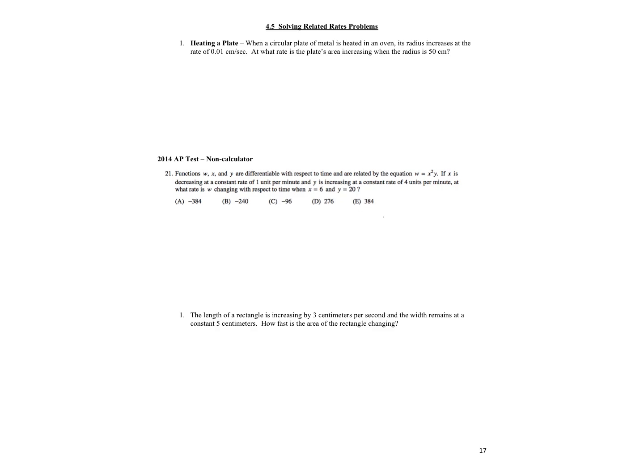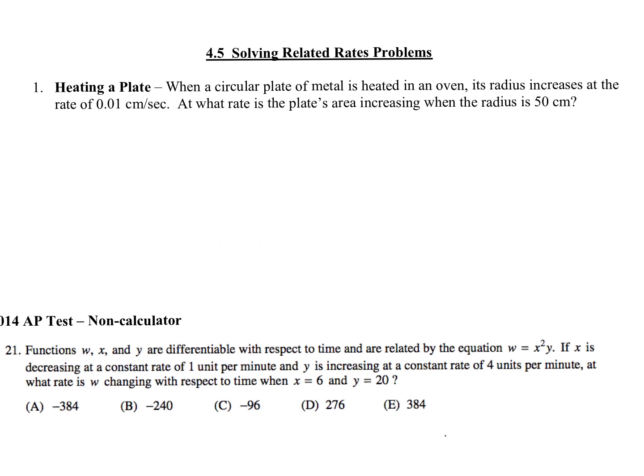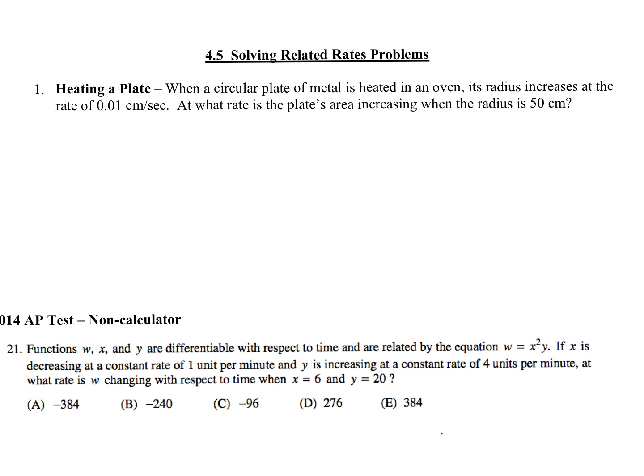Now let's put this into a problem. On page 17, heating a plate. When a circular plate of metal is heated in an oven, its radius increases at this rate, 0.01 centimeters per second. So it's not growing a lot. But 0.01 centimeters every second, because heat makes things expand, right? Things are going to expand when they heat. At what rate is the plate's area increasing when the radius is 50 centimeters?